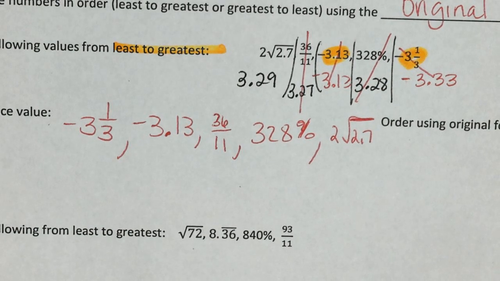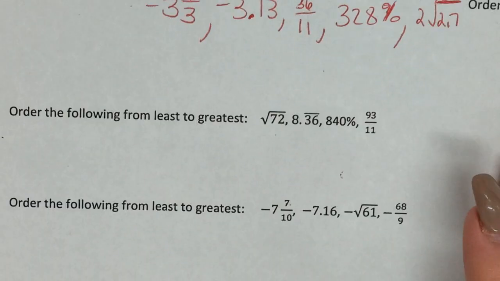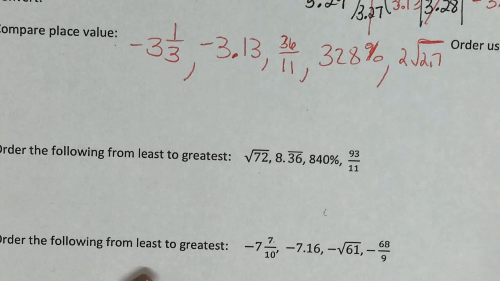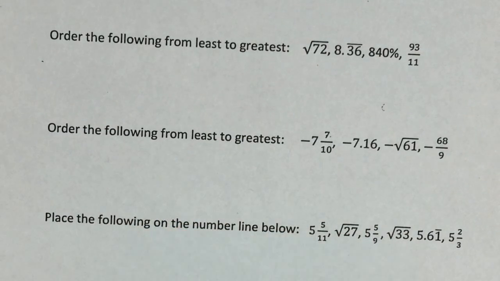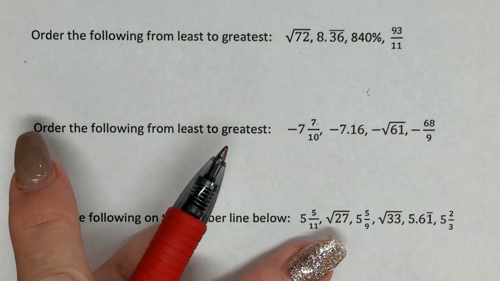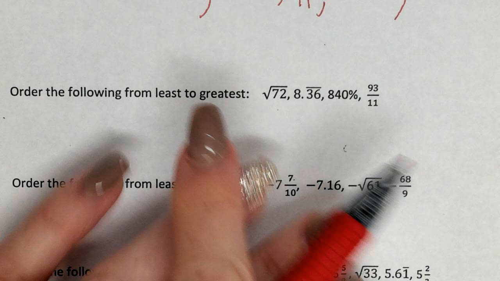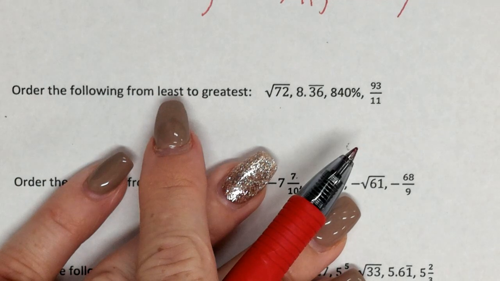It's not hard if you'll take your time and do the steps that I'm teaching you. Everybody with me? Let's look at the next one. The first thing you're going to do is read if you're going lowest to biggest or biggest to lowest. It says order the numbers from... oh wait, I'm on the wrong one. Order the numbers from.